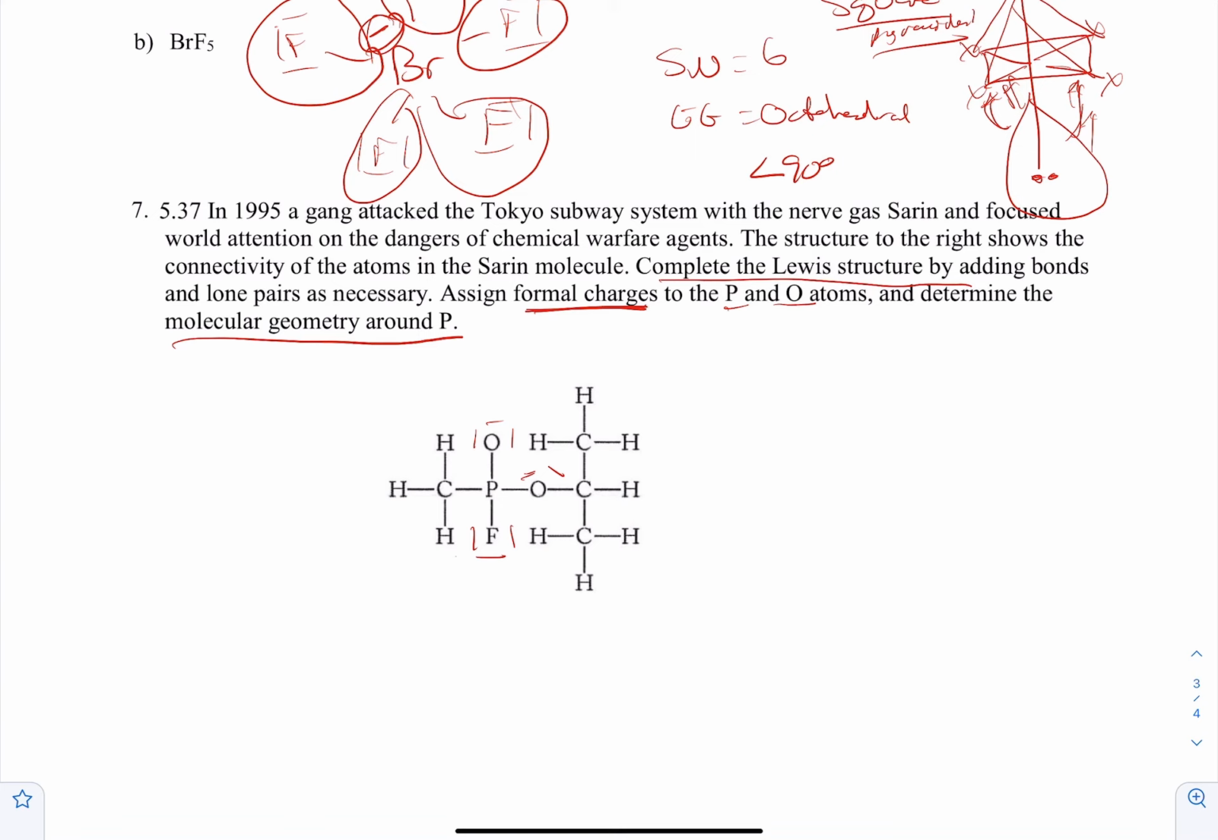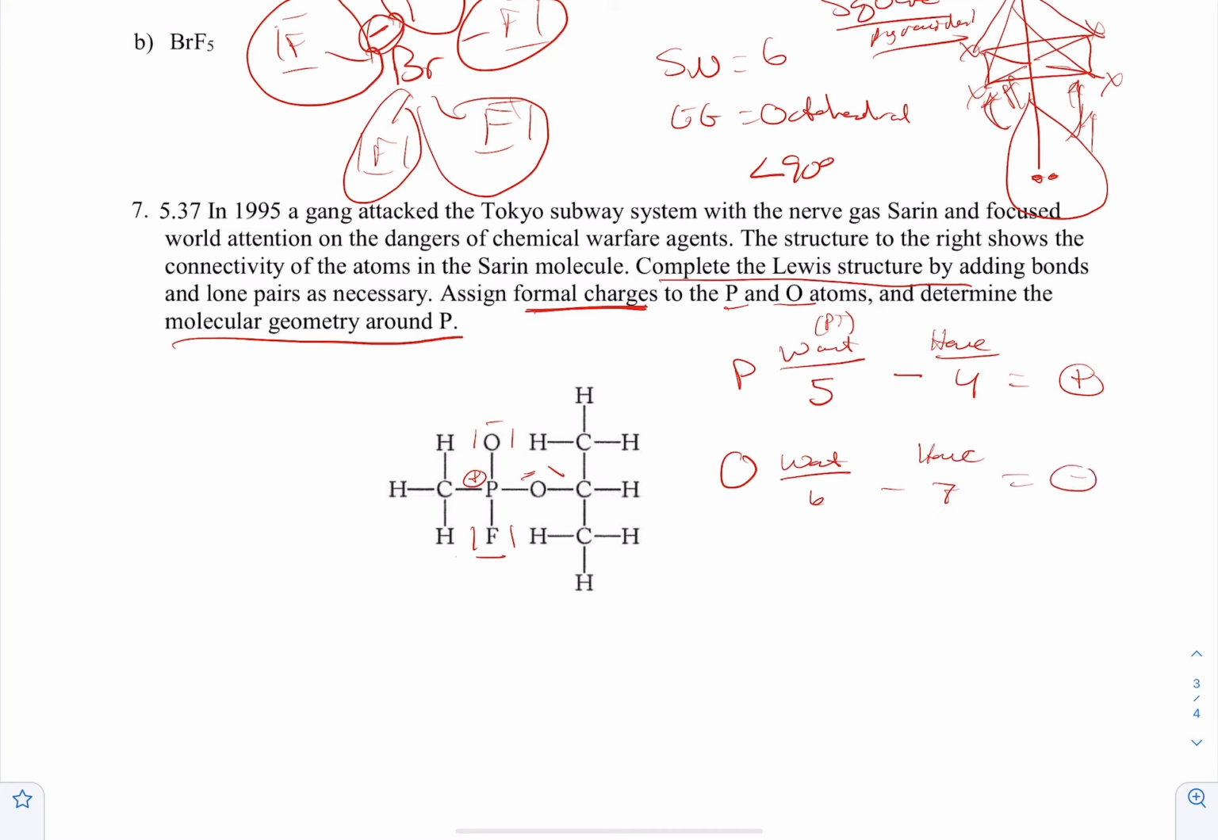Okay, so the phosphorus wants, what does it want? Based on the periodic table, it's in the 5th group, so it wants 5. In this structure, it's got half of each of these bonds, so that's 4, so 5 minus 4 is going to be a positive 1. Now, this is where I will kind of differ with some chem professors because I was taught to do this differently. But if you look at the formal charge on oxygen, it wants 6 and has 7, okay? So that means it has a negative formal charge, okay?